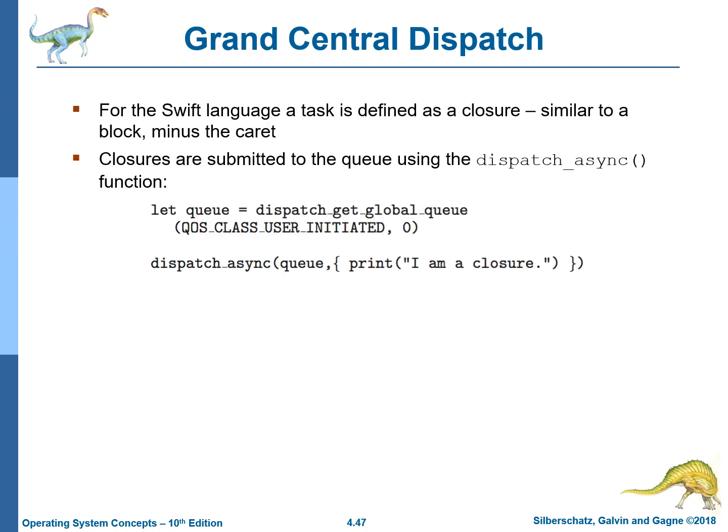For the Swift language, a task is defined as a closure, similar to a block minus the caret. Closures are submitted to the queue using the dispatch async function.